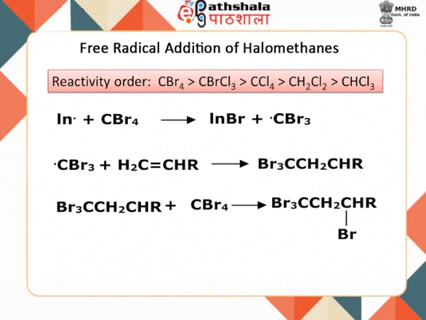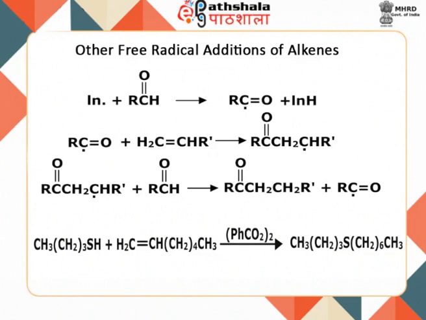The initiator represented as In generates the free radical CBr3 in the initiation step. In the propagation step, the CBr3 attacks the alkene to form another free radical. The so formed free radical then abstracts a Br free radical from another CBr4 molecule to form the addition product. Other important free radical additions to alkenes are addition of polyhalomethanes, additions involving acyl radicals, and addition of thiols and thiocarboxylic acids, as shown here.